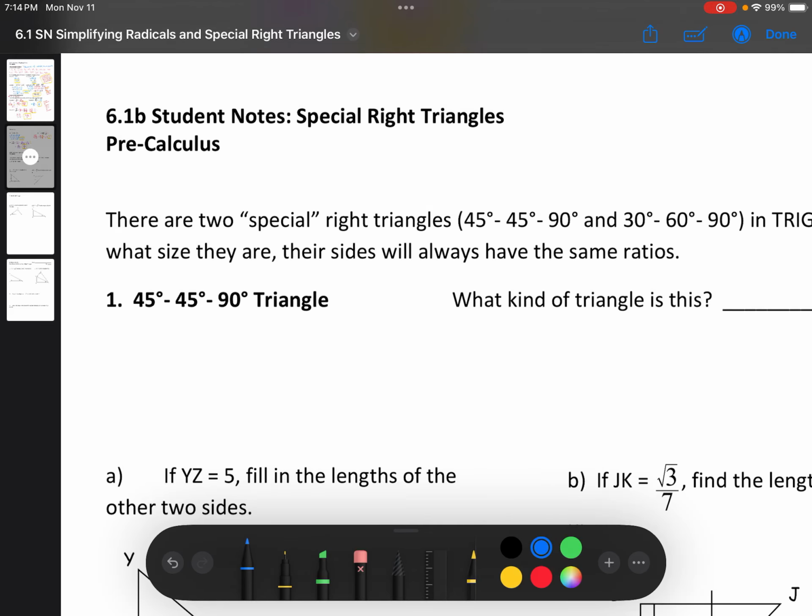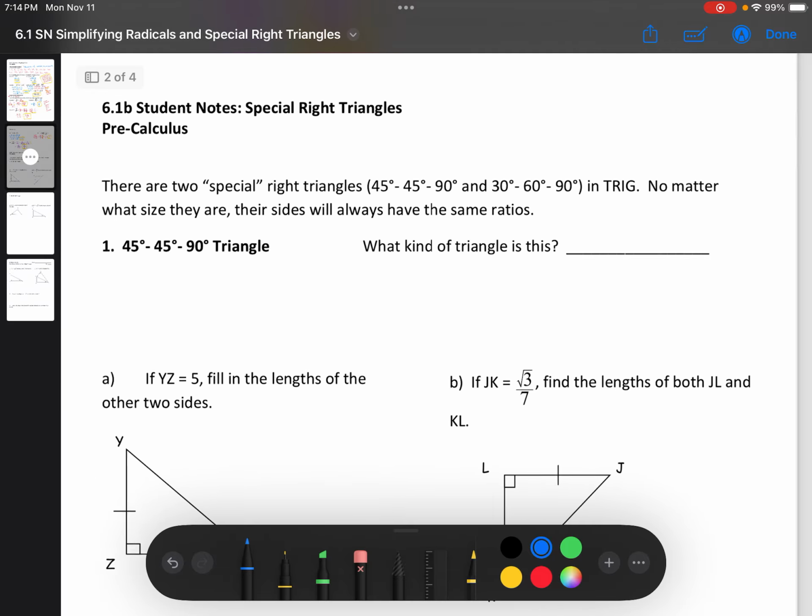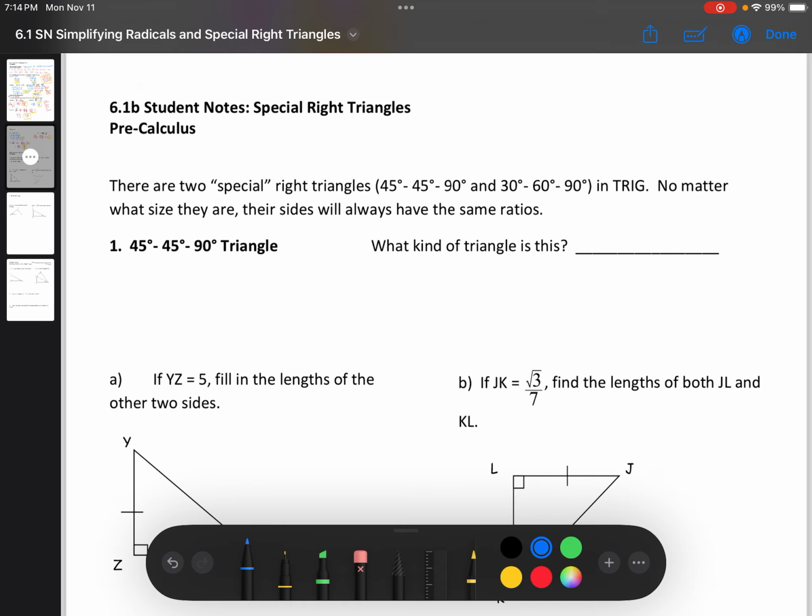Welcome back to the rest of 6.1. Going to look at special right triangles. There's two special right triangles. They have specific angle measures, and no matter what size the lengths are, they always have the same ratios. The lengths of the sides always have the same ratios.